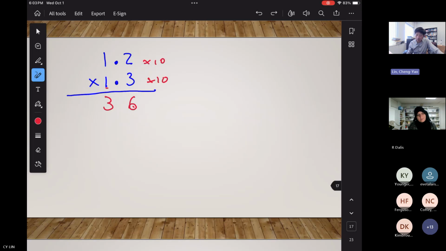It is 10. 10 times 2. That's why we have 20 right here. And 10 times 10, that's why we have 1 there. So that'll be 100. That's why we move the place value right here.